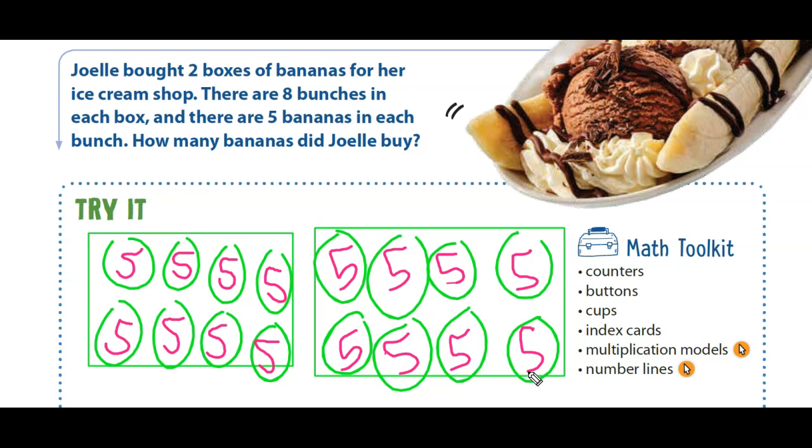Then it says, how many bananas does Joel buy? Well, guess what? I have the numbers there already. Look. 2, 8, and 5. There are the 3 numbers that I could multiply. So how would that multiplication sentence look? 2 times 8 times 5.